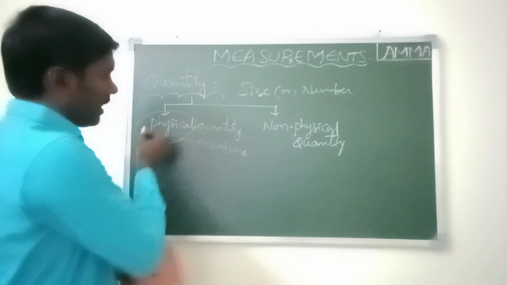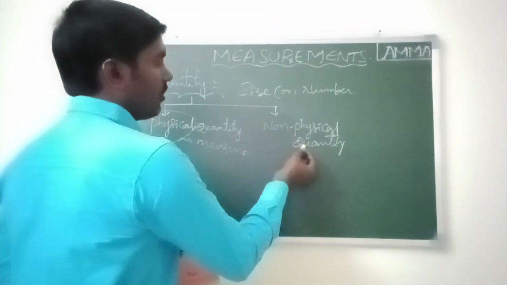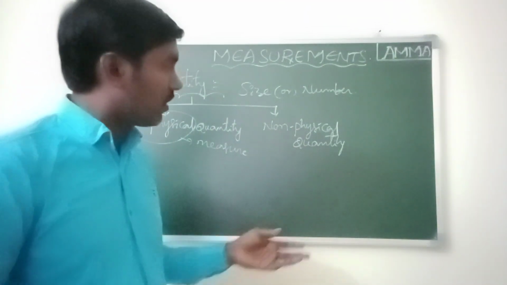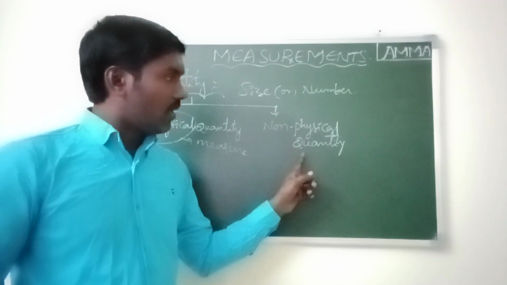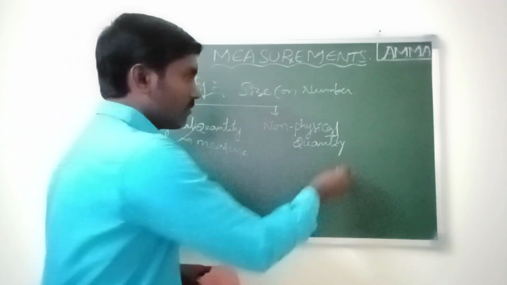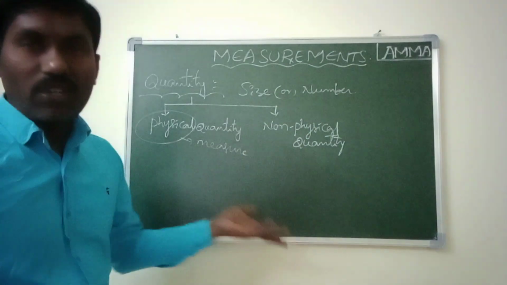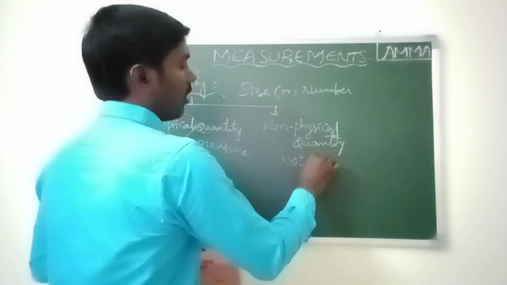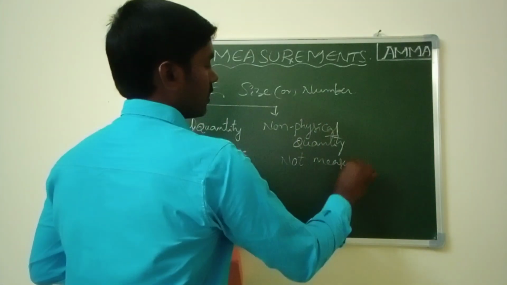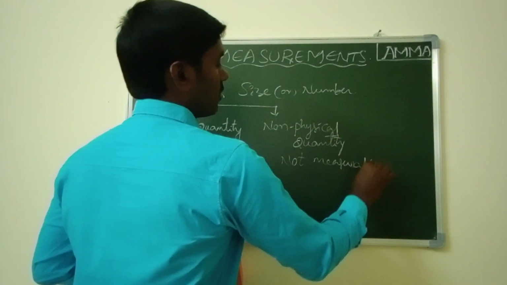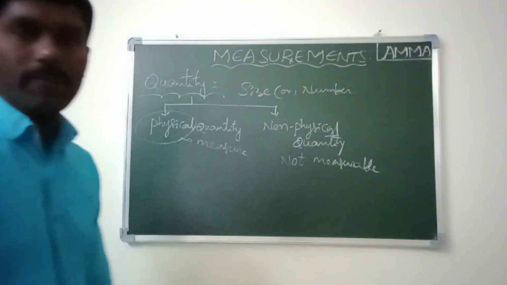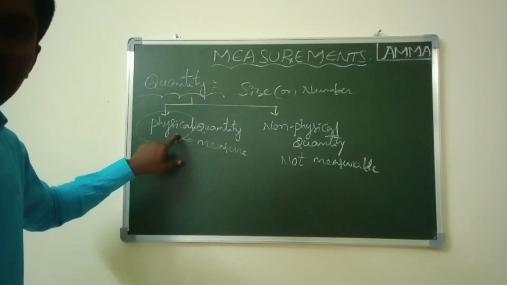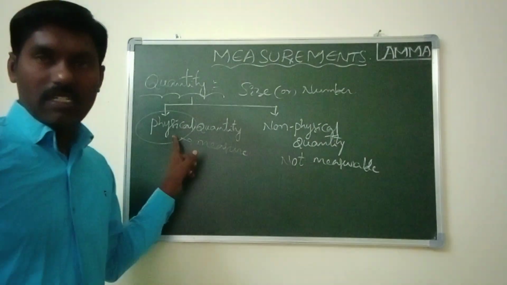So if you know physical quantity, automatically we can say about non-physical quantity. What do you mean by non-physical quantity? Non-physical quantity means the quantity which cannot be measured. The quantity which cannot be measured is called non-physical quantity. Once again, students, physical quantity means the quantity which can be measured.